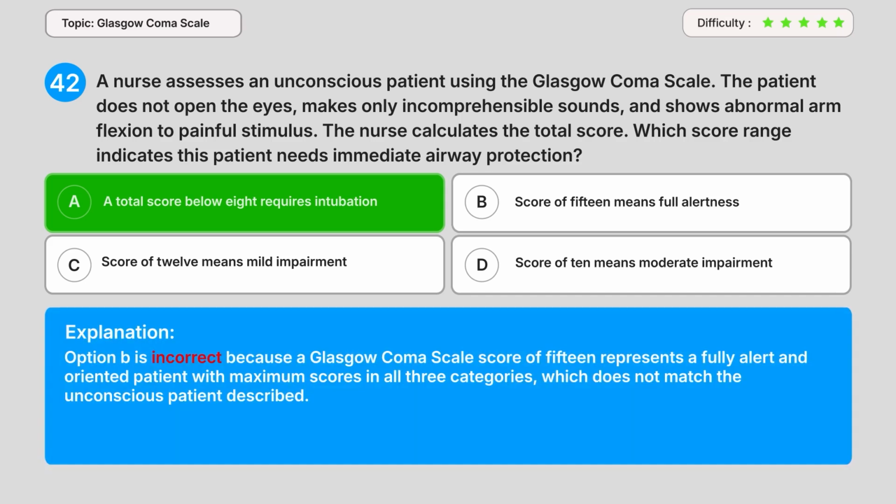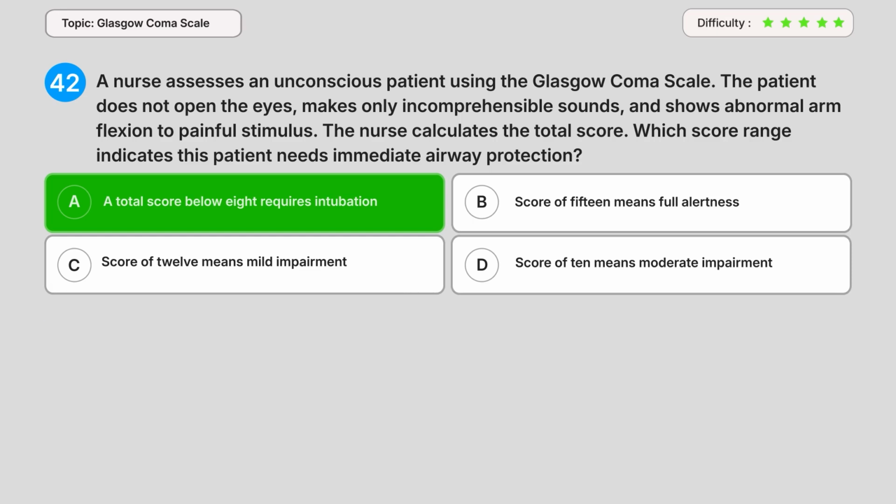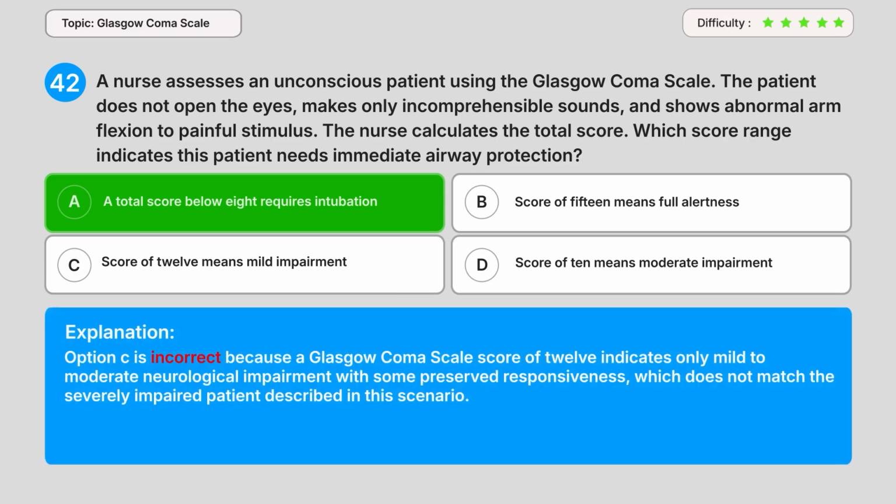Option B is incorrect because a Glasgow Coma Scale score of 15 represents a fully alert and oriented patient with maximum scores in all three categories, which does not match the unconscious patient described. Option C is incorrect because a Glasgow Coma Scale score of 12 indicates only mild to moderate neurological impairment with some preserved responsiveness, which does not match the severely impaired patient described in this scenario.